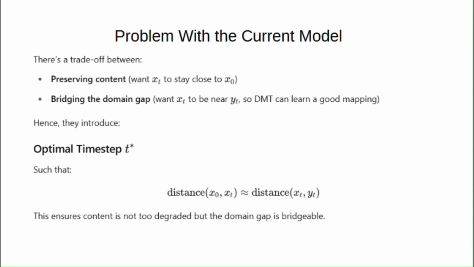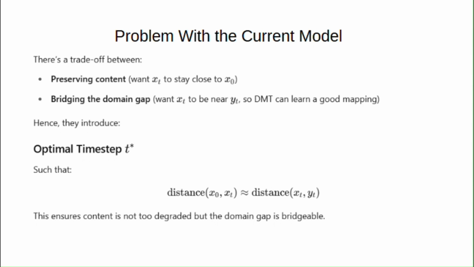On the other hand, if we apply DMT too late, that is at a large time, the noise dominates. At this point, the image becomes close to pure Gaussian noise, and both XT and YT from their respective domains begin to resemble each other, regardless of the original semantics. The domain gap is minimized, but unfortunately, the content of the original source image is mostly lost. Translation under such heavy noise becomes semantically meaningless or unstable.